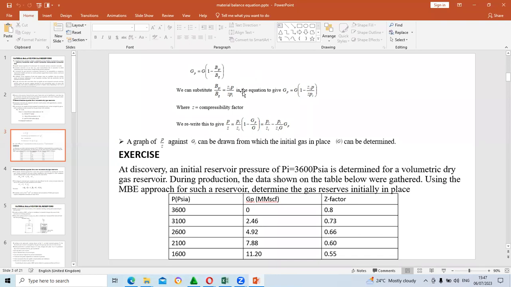Remember, I have said the formation volume factor is the volume of hydrocarbon at reservoir condition divided by the volume at standard condition. So if I take BGI, which is the initial formation volume factor, and divide it by the final formation volume factor, it is going to give me this particular term that I have here. This is what it is going to give us.